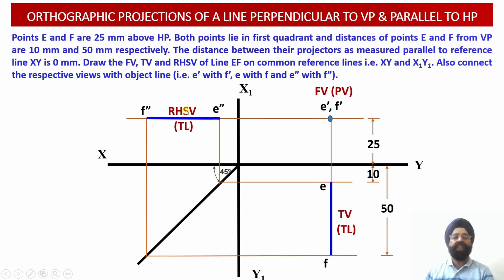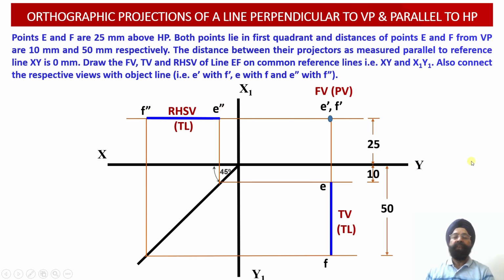Why? Because this line happened to be parallel to the horizontal plane and perpendicular to the vertical plane. So this will be virtually parallel to the profile plane. Because this line EF happens to be parallel to the profile plane, onto the profile plane once again, that is in the right hand side view projections, we have been able to obtain the true length projection of this line as E double dash F double dash.